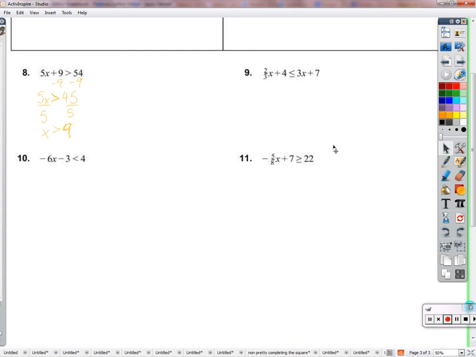I'm going to need to get all the x's together on one side, so how about if we subtract 3x? So I have 2/3 x minus 3x plus 4 is less than or equal to 7. We're going to have to combine these. To do that, we're going to need a common denominator. 2/3 minus 3 over 1 is 2/3 minus 9 over 3. That's negative 7/3 x.